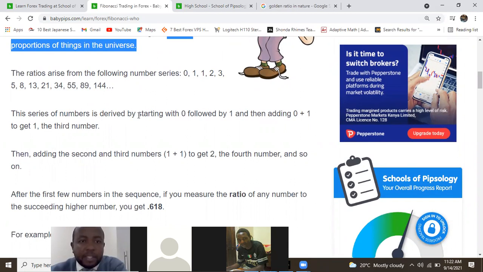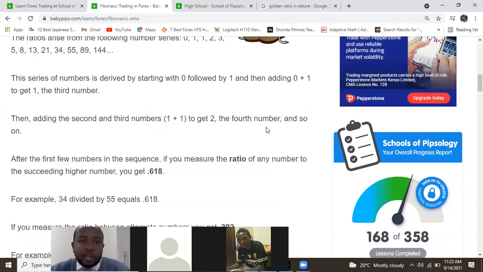This series of numbers is derived by starting. So you need to have your calculator with you where you are. I hope you have your calc so that we do some math. This series of numbers is derived by starting with 0 followed by 1 and then adding 0 plus 1 to get 1, the third number. So you can see these are the numbers. 0 plus 1 is 1. 1 plus 1 is 2. 1 plus 2 is 3. 2 plus 3 is 5. Then adding the second and third numbers to get the fourth number and so on.